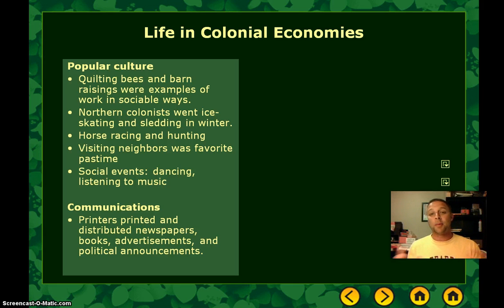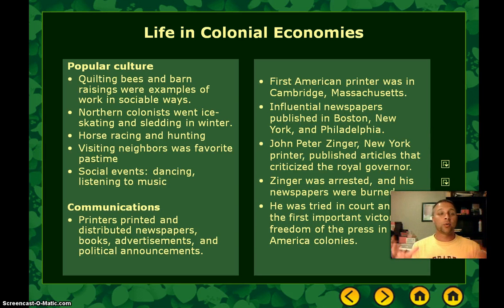The main form of mass communication at that time, obviously, was through the printing press. Newspapers, books, and the like were important ways to get out mass messages to people. Of course, newspapers sprout up very quickly in major cities, and very quickly also come to a problem when John Peter Zenger, who's a New York printer, published articles criticizing the royal governor of New York.